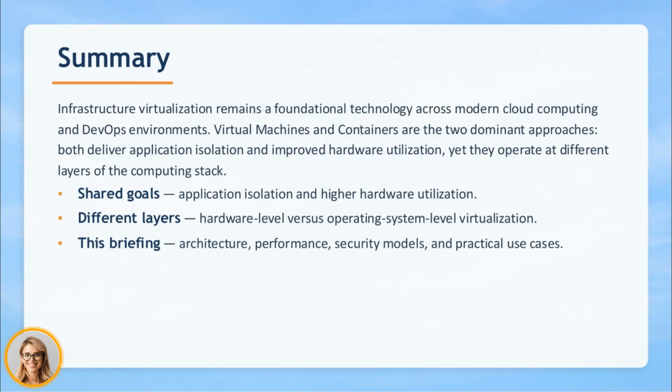Virtual machines and containers are the two primary approaches, both offering application isolation and improved hardware utilization. However, they operate at distinct layers of the computing stack. Our discussion will highlight their shared goals, the different virtualization layers they employ, and key aspects like architecture, performance, security models, and practical use cases.